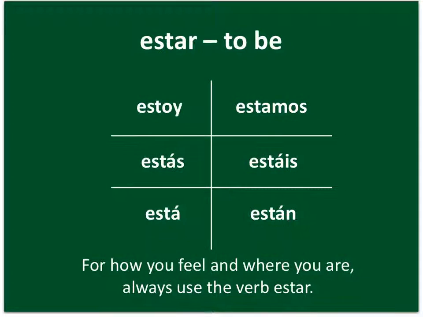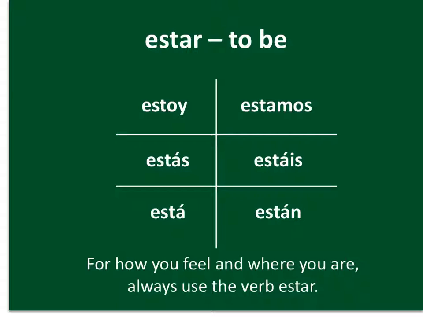This is the verb estar. Estar also means to be, but according to our poem here that says for how you feel and where you are, always use the verb estar. In this case, estar is a different kind of to be. So we have, first of all, the six forms: estoy, estás, está, estamos, estáis, and están. And just like always, these are going to have the same translations of the verb ser. So estoy, I am; estás, you are; está, he or she is; so on and so forth.